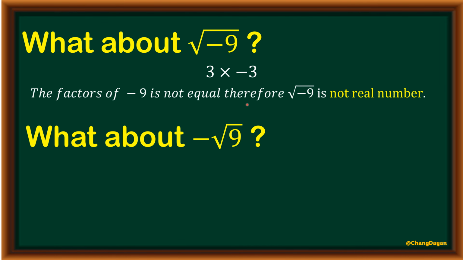Next, what about if we have a negative sign outside the radical sign? So we have here the given negative square root of 9. So let's focus on the radicand. We get 9 by multiplying 3 times 3. And we all know that 3 and 3 are equal factors. Therefore, negative square root of 9 is equal to negative 3 since the negative sign is outside the radical sign.